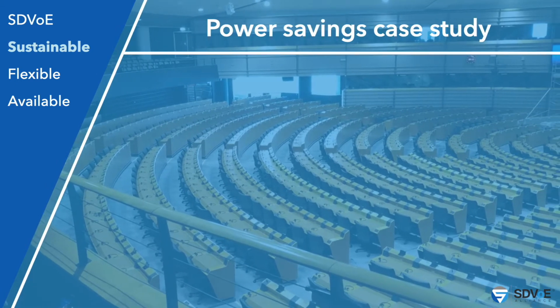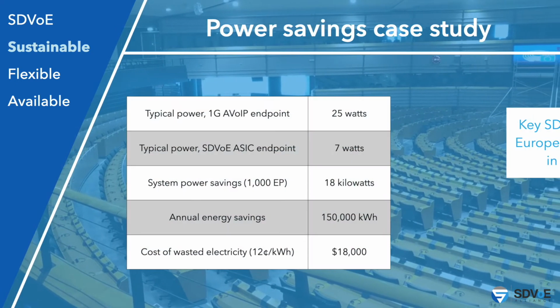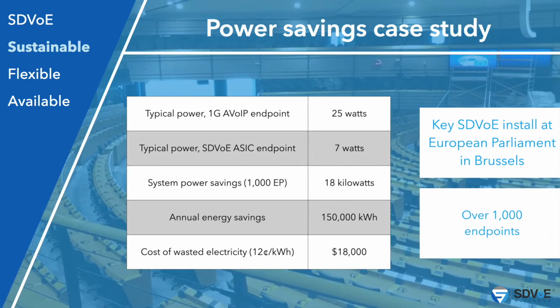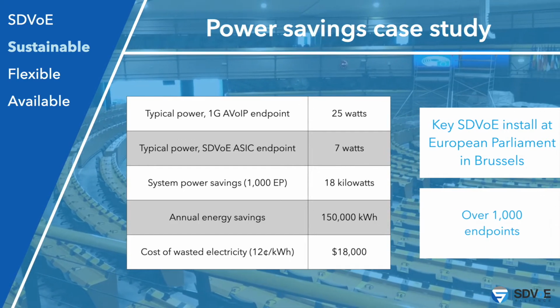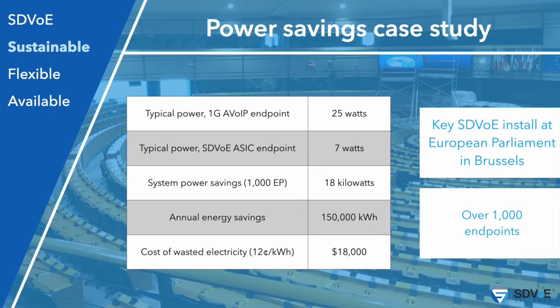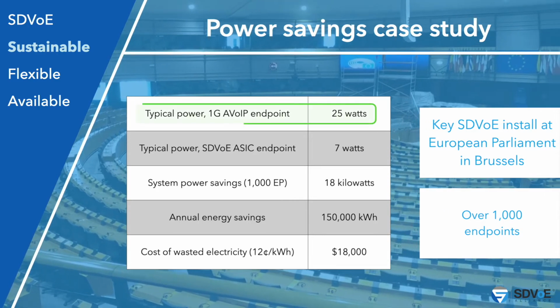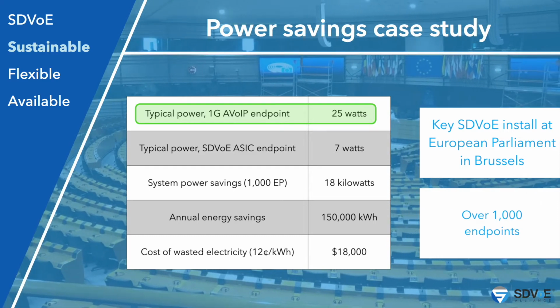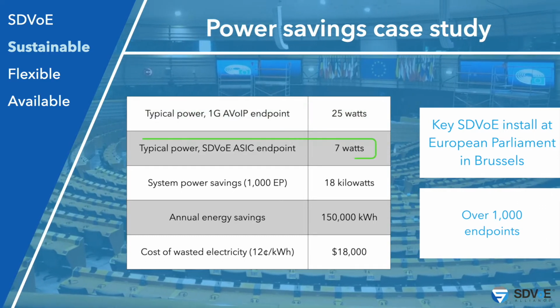Recently, one of our steering members, IDK, did an installation at the European Parliament of over 1,000 SDVoE endpoints. Now, let's make some of those power numbers real. A typical 1 gig AV over IP endpoint consumes about 25 watts of power. A typical SDVoE endpoint with an ASIC in it consumes about 7 watts of power, right?